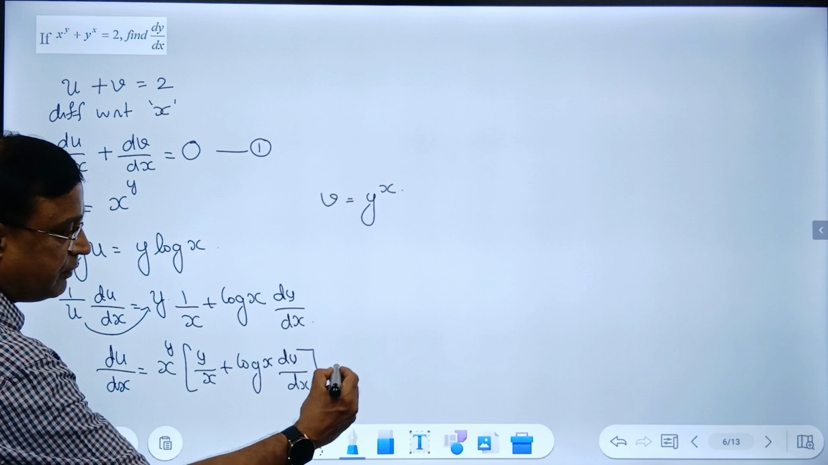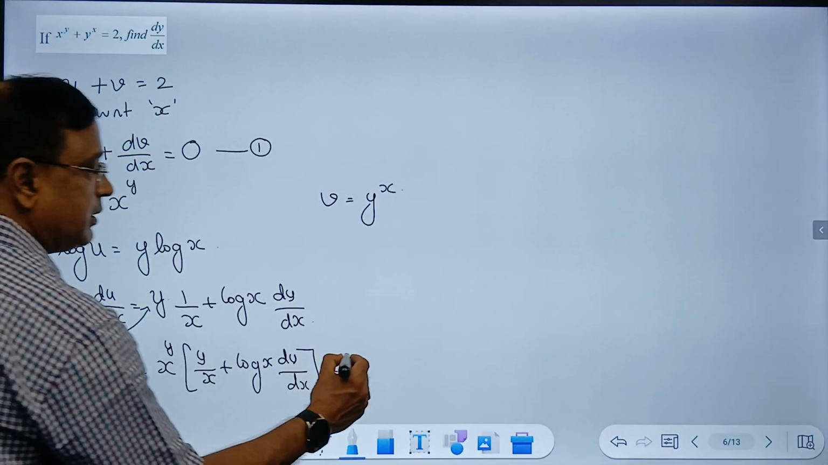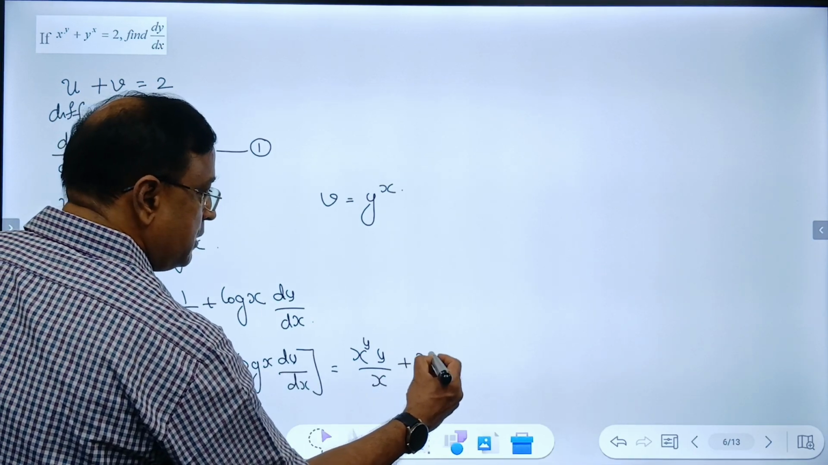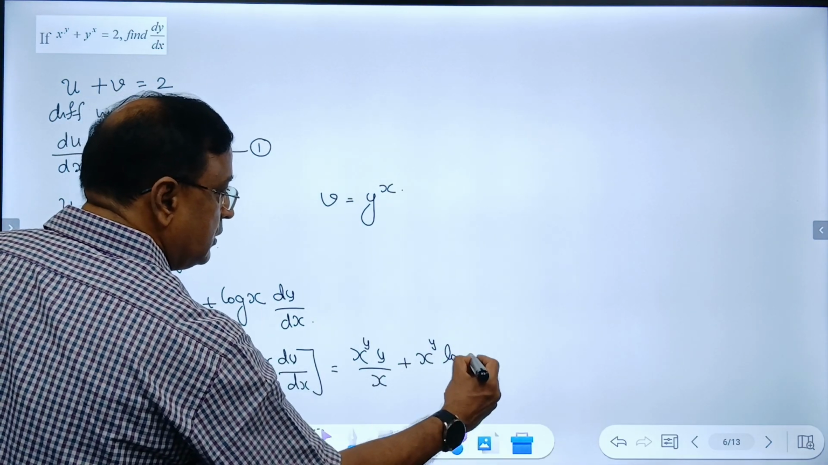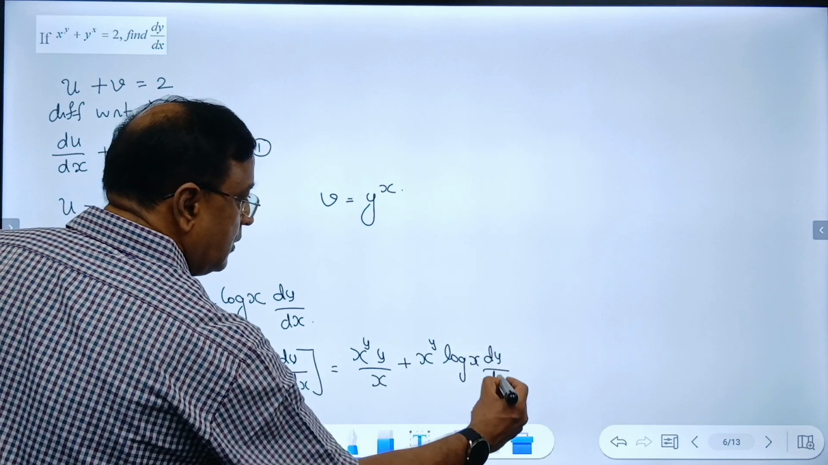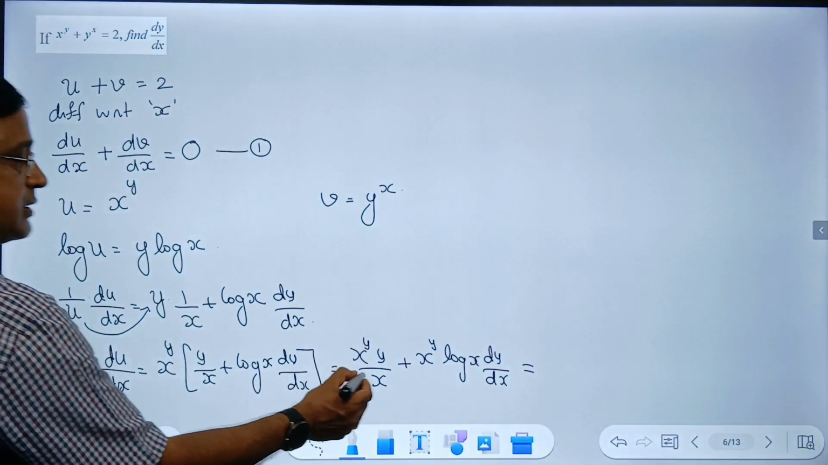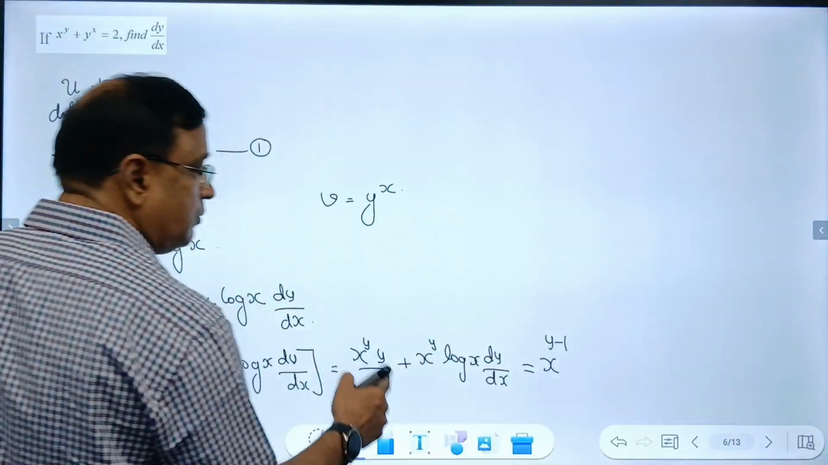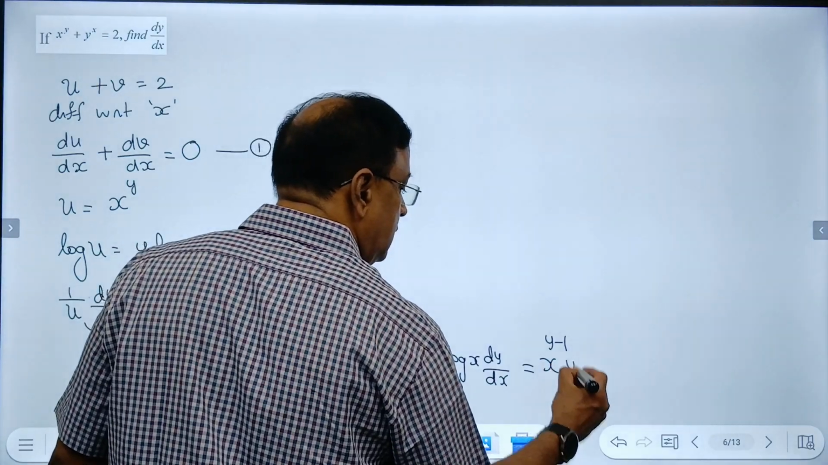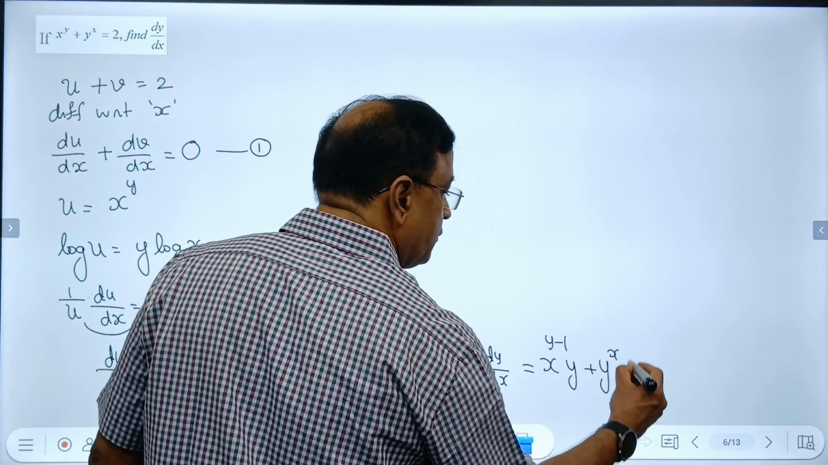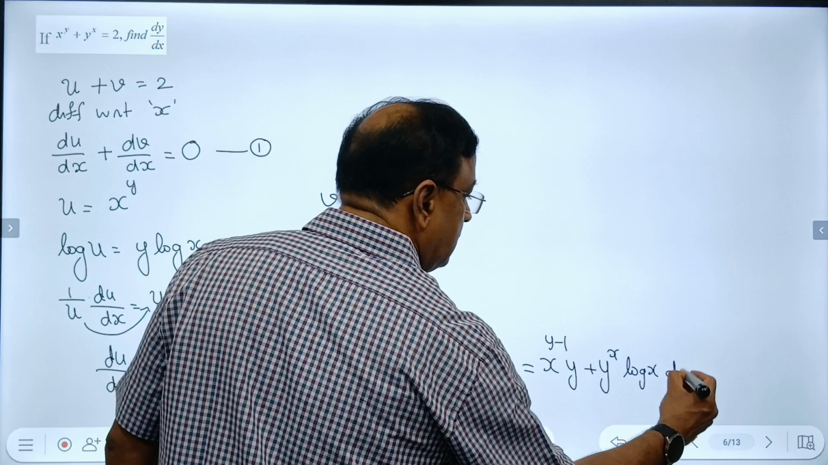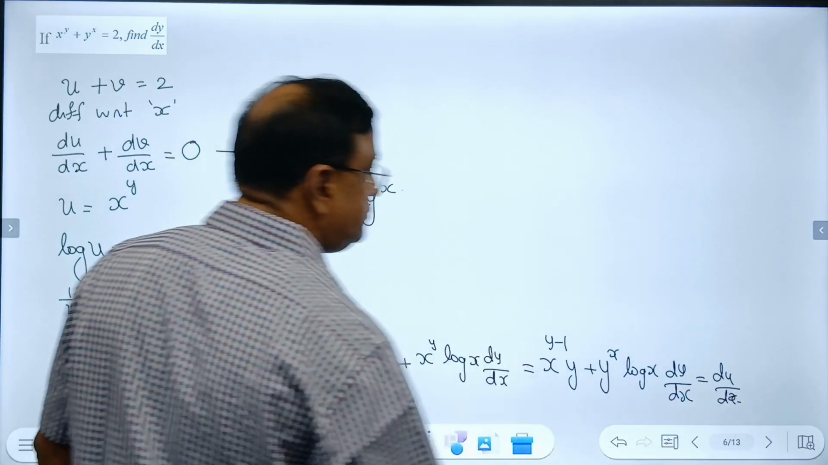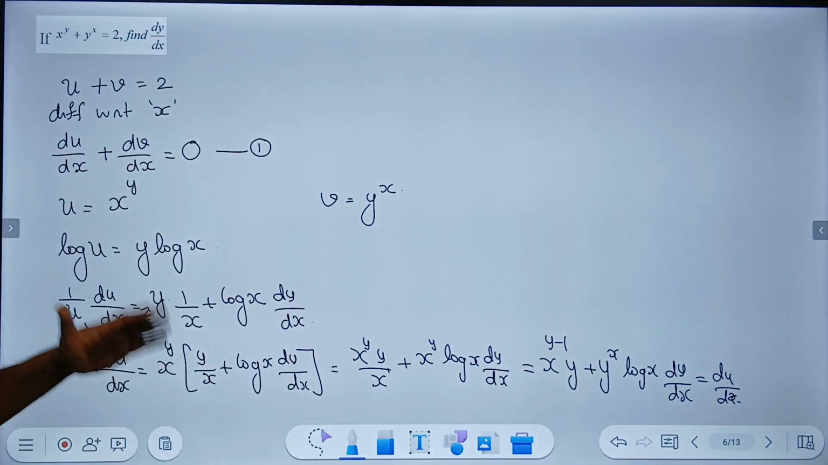This can be further simplified like this. I open the bracket, I will get x^y · y/x plus x^y log x dy/dx, which is nothing but, if you see x^y by x, one power will be reduced. So it will become x^(y-1) y plus x^y log x dy/dx. This is my du/dx. So it's a very simple, straightforward question.